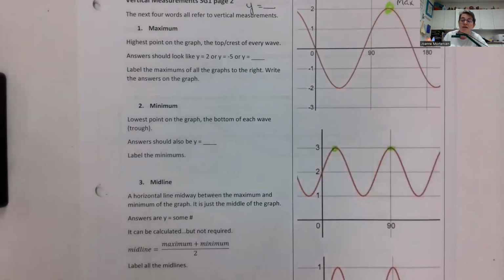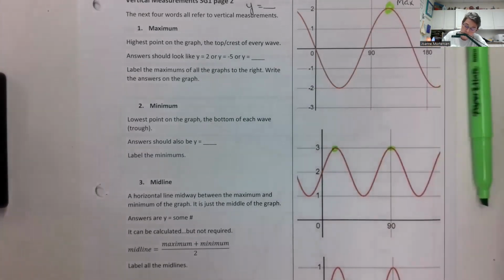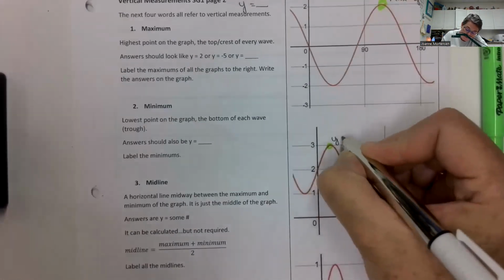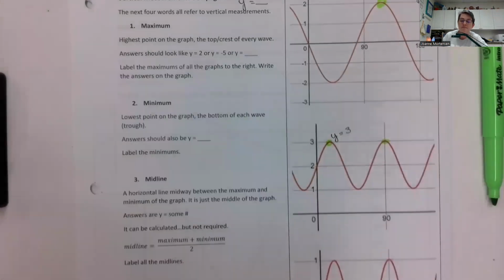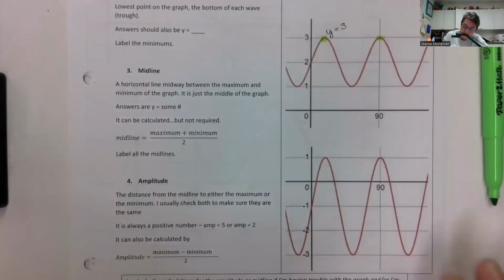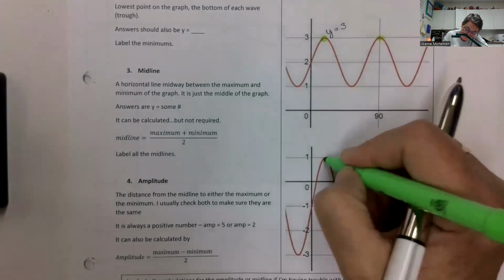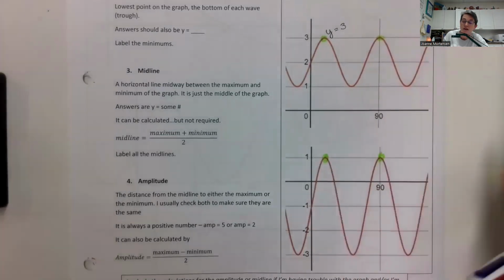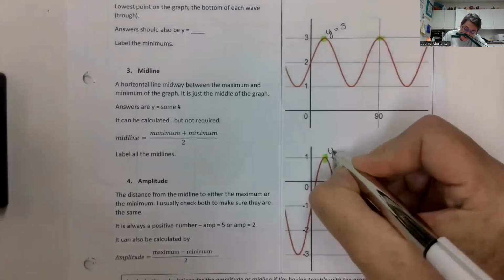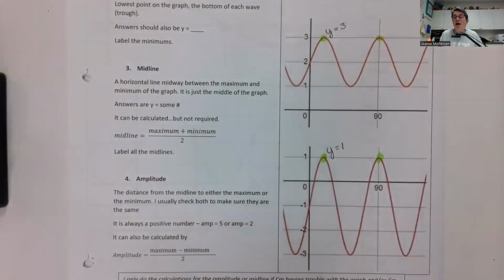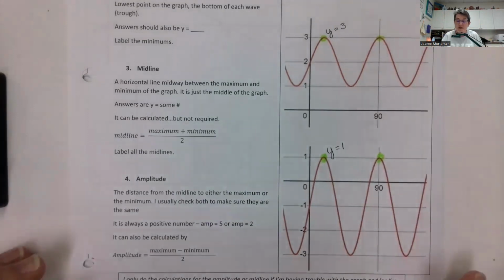It doesn't matter which one I pick because they're all going to be the same. So y is equal to 3. And down here on this one, I don't have to color both of them either. Y is equal to 1. I could have taken the whole graph and gone below the x-axis. The maximum could be negative. Doesn't matter at all. Okay, happy?